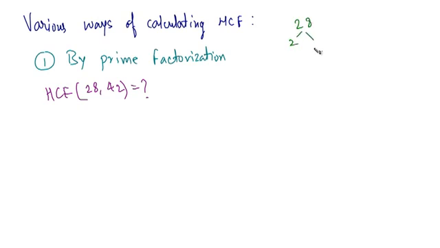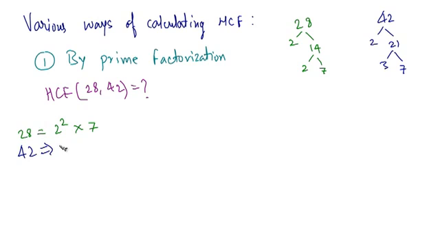If we divide it by 2, we get 14. Again, we divide it by 2, we get 7. So the prime factors of 28: 28 is equal to 2 square into 7. Now we have to calculate the prime factors of 42. We can divide 42 by 2. 2 21s are 42. Again, we can divide 21 by 3. 3 7s are 21. So the prime factors of 42 can be written as 2 into 3 into 7.